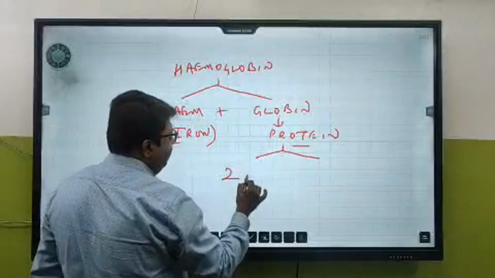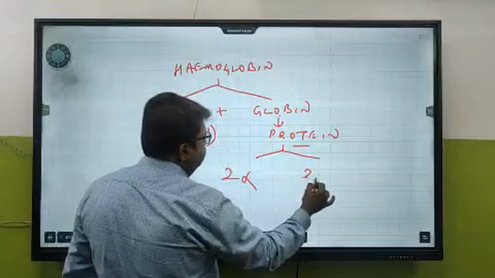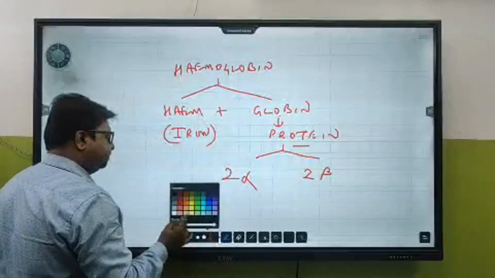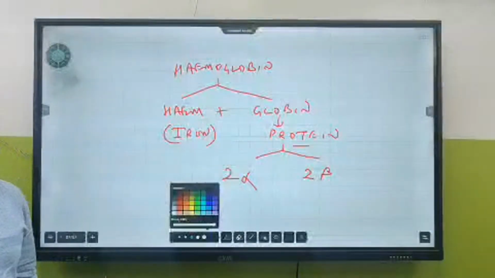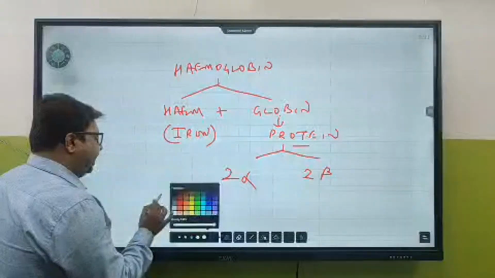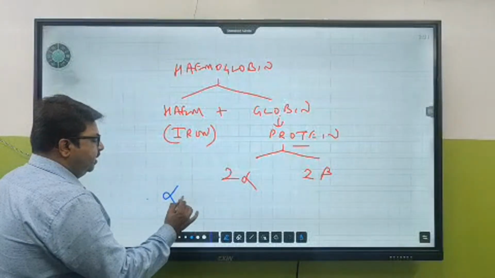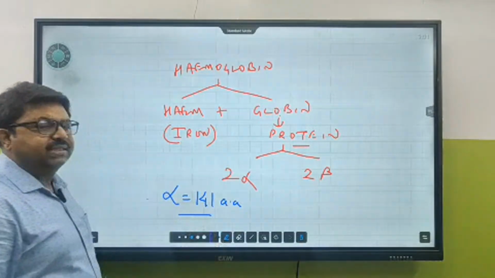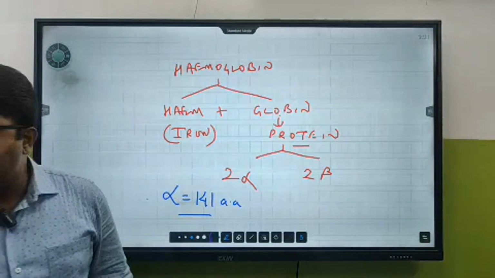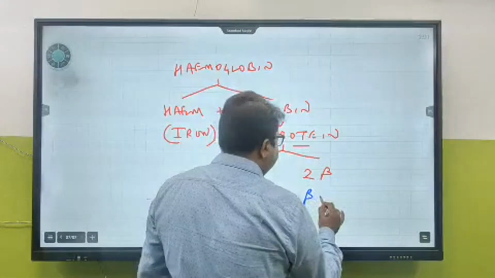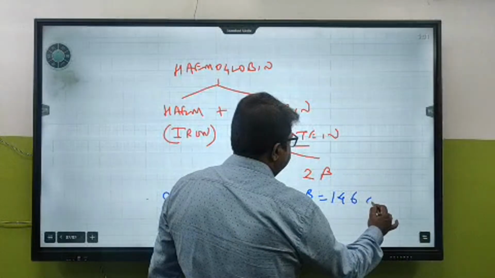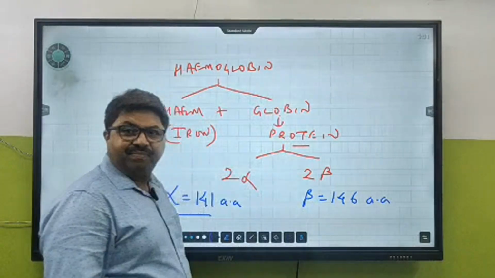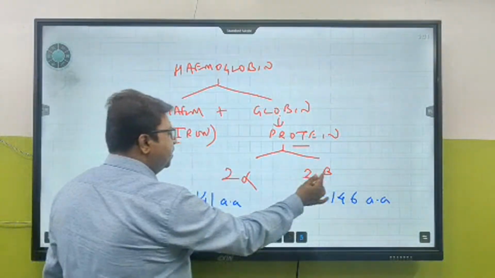Now, globin protein is made up of 2 alpha chains and 2 beta chains, where each alpha chain contains 141 amino acids. Each beta chain contains 146 amino acids, in the beta chain especially.